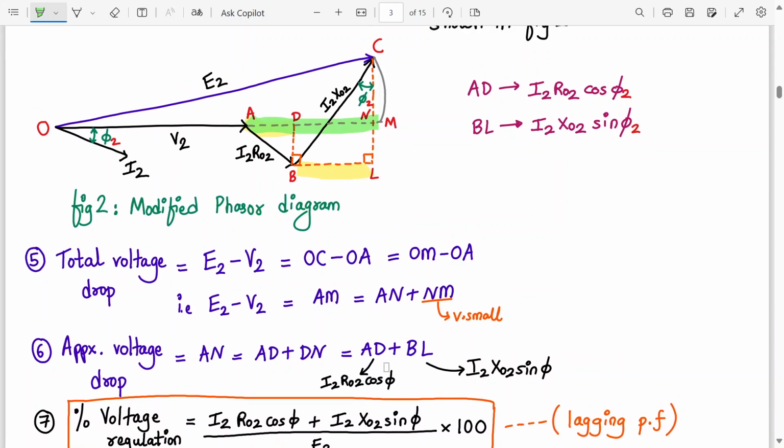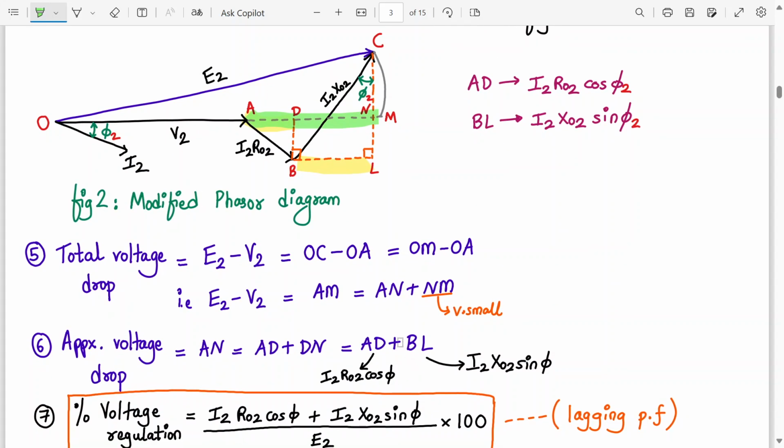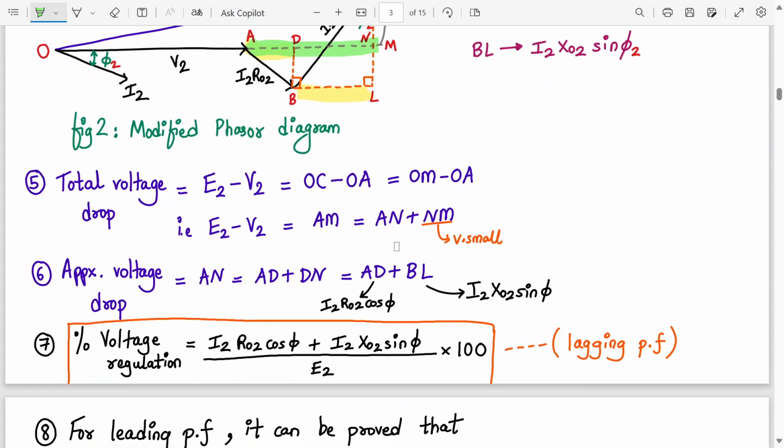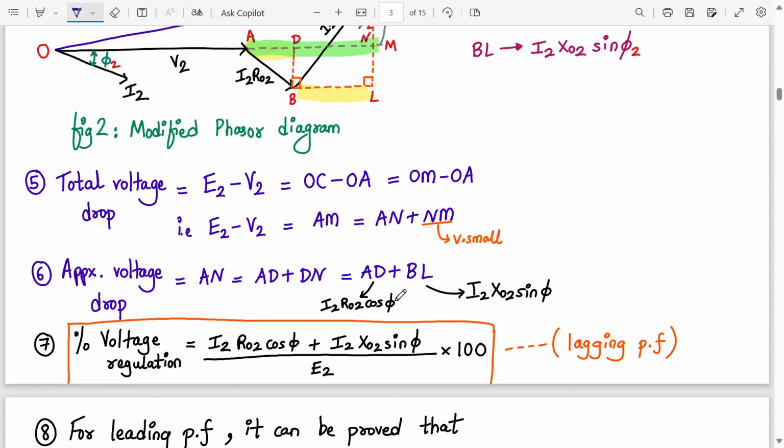And AD is what? I2 RO2 cos phi 2. Actually, we should have written cos phi 2 here. And DN is BL only. Same now, so I2 XO2 sin phi 2. Here you write phi 2. I forgot to write it over there earlier. This is phi 2, this is also phi 2. These all are phi 2.